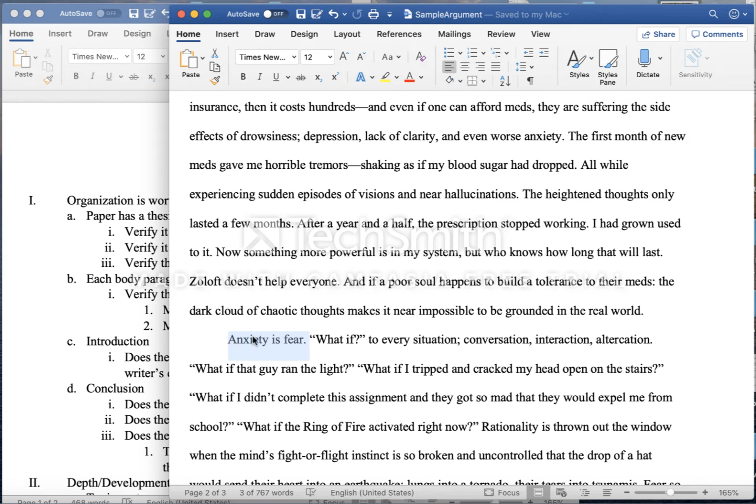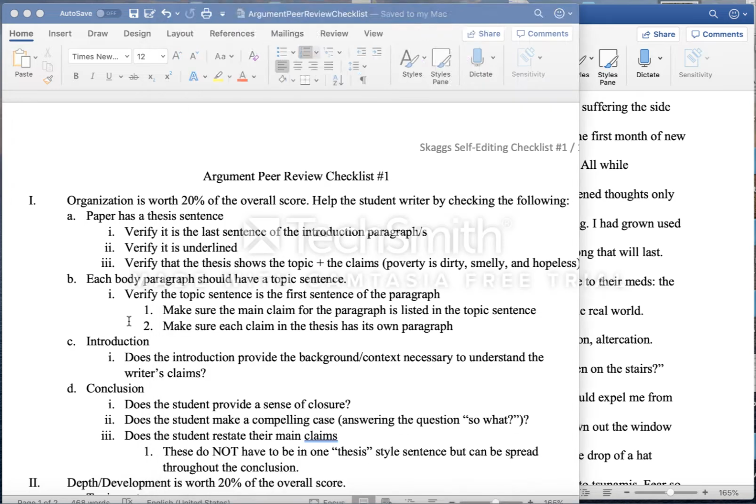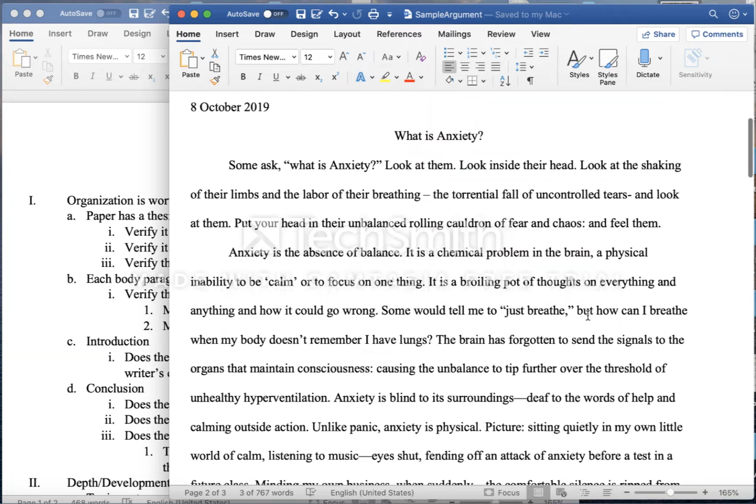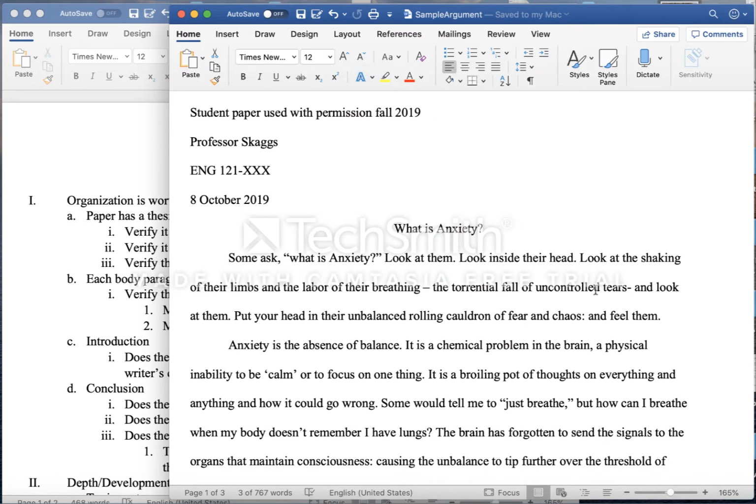So the student did have topic sentences. A lot of times you'll find a paragraph where you've got to get two or three sentences in to figure out what the topic is. That would be incorrect. You want to make sure the first sentence is the topic sentence. Let's go back to the peer review checklist. The introduction should provide the background or context necessary to understand the writer's claim. In this particular example, it's a very short introductory paragraph, and it works because she uses Parker's essay as the model for it.